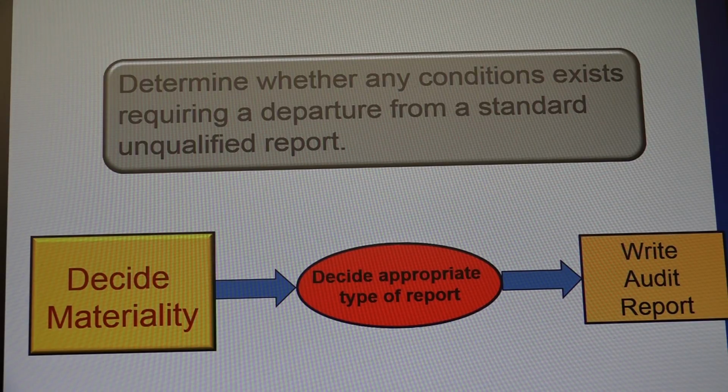So here they have a little decision process. Determine whether any condition exists requiring a departure from the standard unqualified report. And so you might look at the amount of materiality involved by either dollar amount or the nature of the transaction or whatever. And then decide on your appropriate type of report, unqualified, qualified, disclaimer, adverse, and then write your audit report.